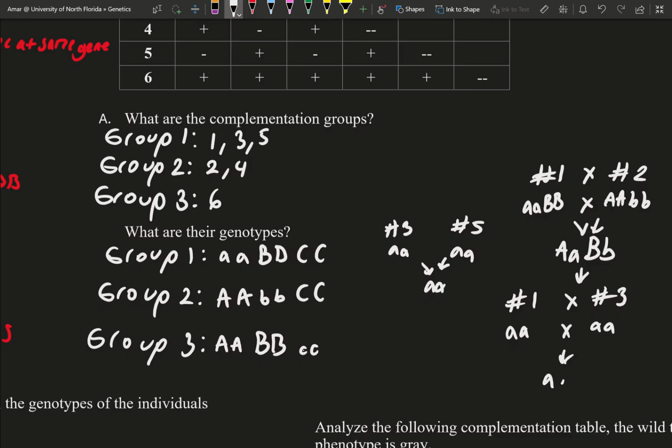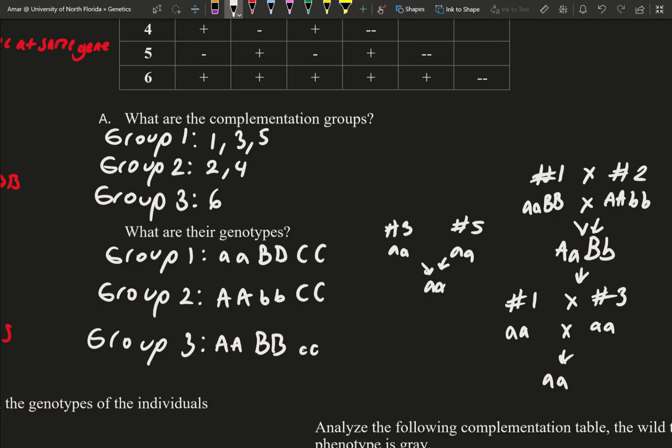Then you end up with little a. You get a recessive phenotype, and you do not show any complementation. So remember at the beginning how I've mentioned that as long as you have one locus that is homozygous recessive, you would always be recessive.